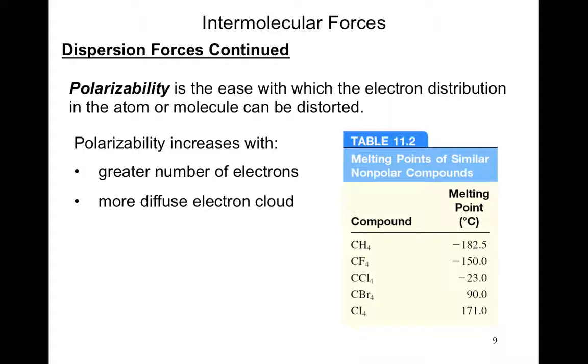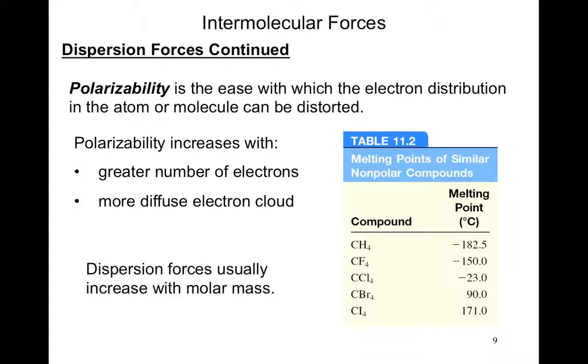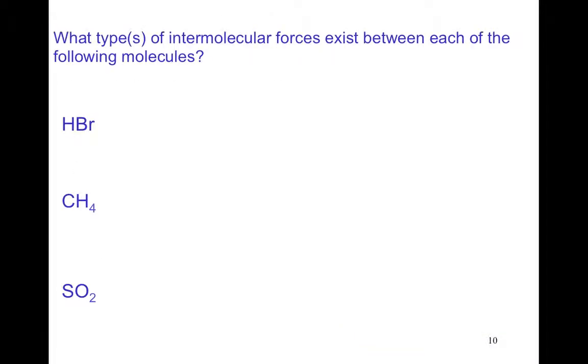The more electrons you have, the more polarizable you're going to be, and the greater your atomic mass, the stronger your dispersion forces will be. So now we can look at an example problem.